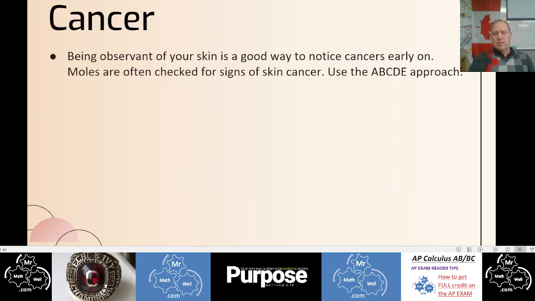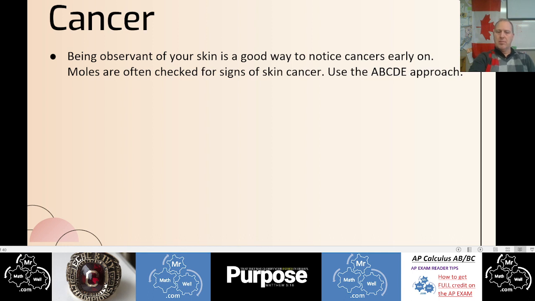So when we're talking about cancer of the skin, obviously what we can do is be observant of our skin. That's a good way to notice if there's any cancer that could be developing on our skin, since our skin is kind of easy to observe. Moles are a big one. So moles are often checked for signs of cancer.